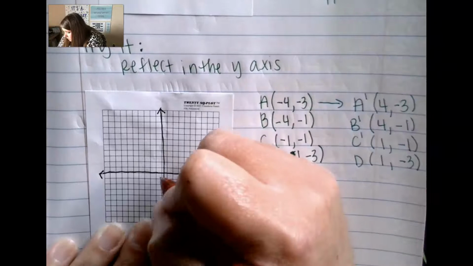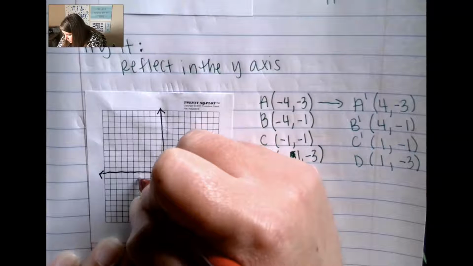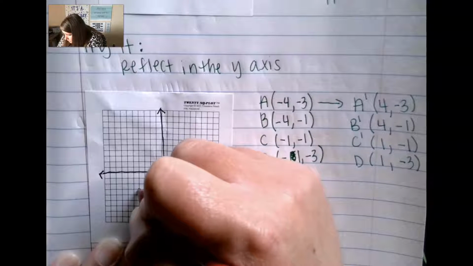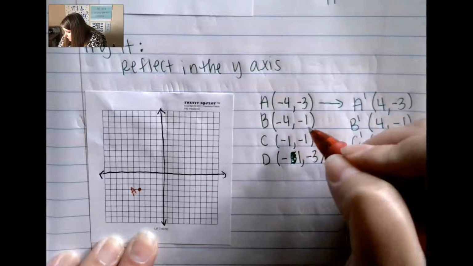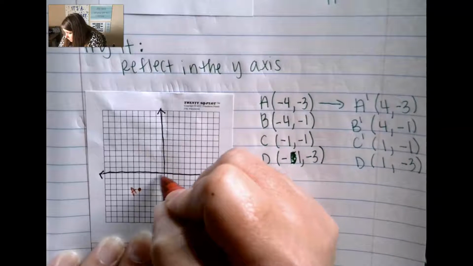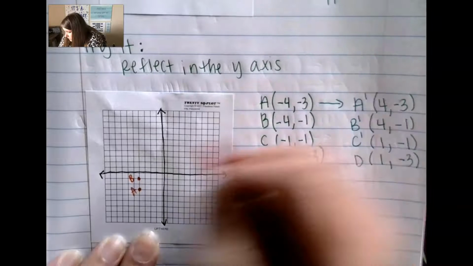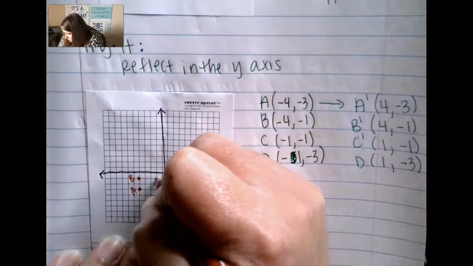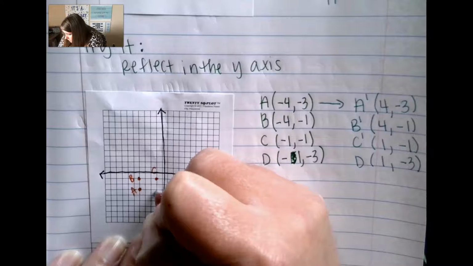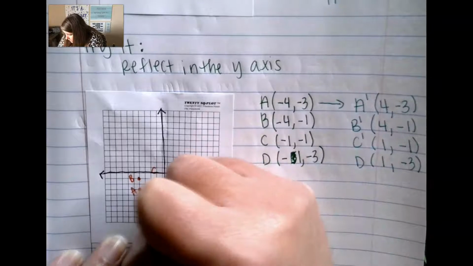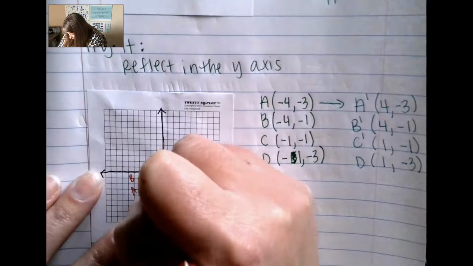All right, let's start with this one. -4, -3. So over 1, 2, 3, 4, and then down 1, 2, 3 to -3. And this is A. Okay, B, -4, -1. So over to -4, down to -1, that's B. -1, -1. So -1, -1, that is C. And -1, -3, boom, that is D. So I have a rectangle here.